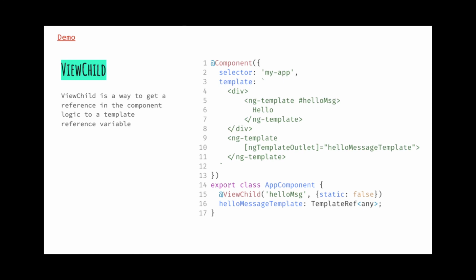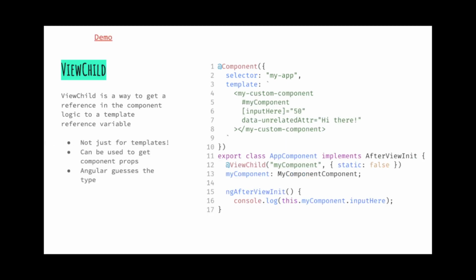But viewChild isn't just for templates. viewChild is also able to gain reference to a component itself. So in this case, if we have a component, say my custom component, with an input that says 50, we can use viewChild on it using the same template reference variable trick. And in ngAfterViewInit, we're able to console log the input value of that component.